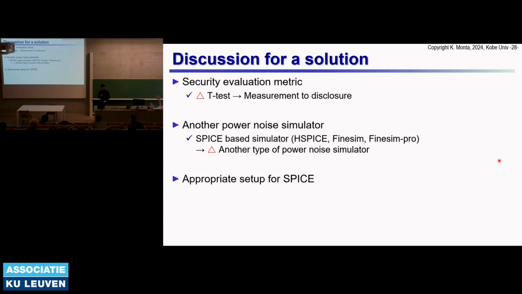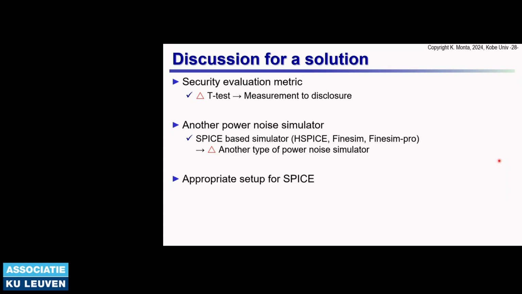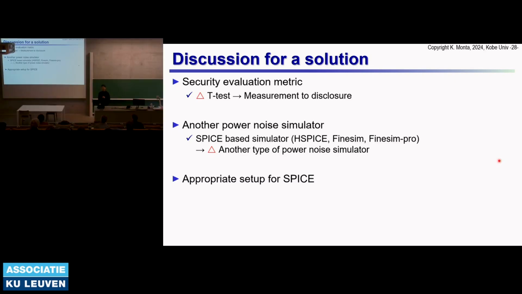And this page shows a discussion of solutions to avoid false positives in SPICE simulation. One way can be using another security evaluation metric like measurements to disclosure instead of the t-test, because the t-test is too sensitive. However, to use measurements to disclosure, we need more waveforms, and also we need an almost complete cryptographic circuit to evaluate it, because we need a model to evaluate measurements to disclosure.